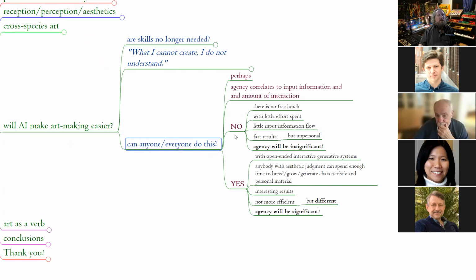I will just go to conclusions. Basically, will AI make art making easier, which is an illusion many people seem to have? Can anyone or everyone do this? My answer is perhaps, but your agency correlates to the information you put in and the amount of interaction. So the answer is no, there's no free lunch. With little effort spent and little information flow, you will get fast results, but they will be very impersonal, and your agency will be insignificant. Yes, with open-ended interactive generative systems, anybody with aesthetic judgment can spend enough time to breed or grow or generate characteristic and personal material and get interesting results. It's not more efficient than making art before, but it's different, and your agency will be significant. So it is certainly possible.